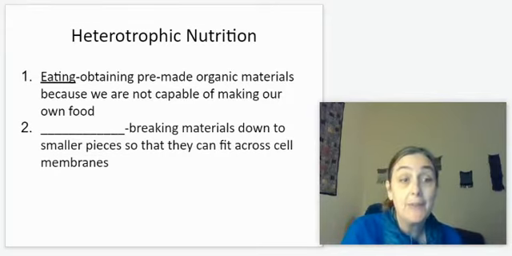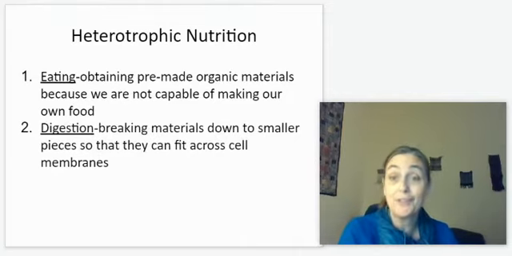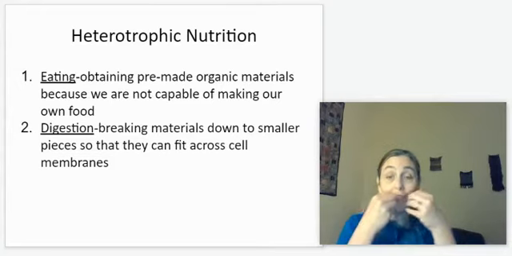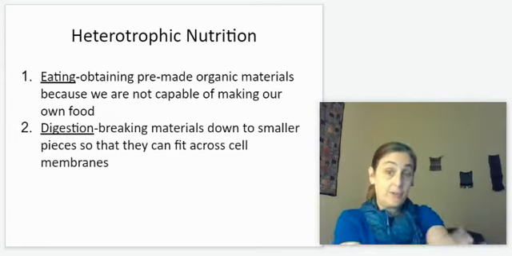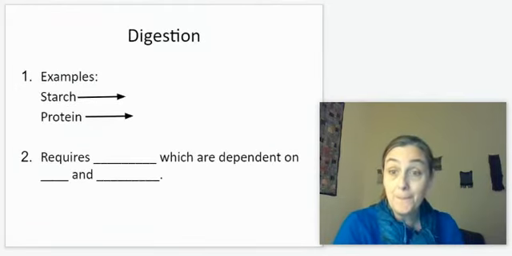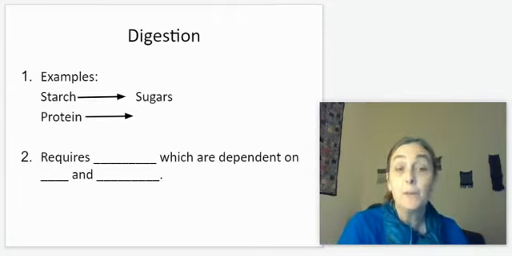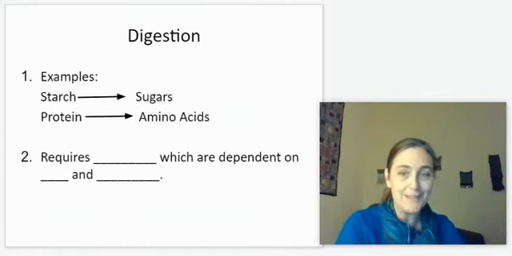And then we have to make them usable by breaking them down into small enough materials that they can fit across our cells, right? Starch won't fit. So if we eat starch and we bring it down to our intestines and we try to bring it to our cells through our circulatory system, it just won't fit in. It has to be broken down into smaller materials. And of course, starch is broken down into what? Sugars, right? Starch is a polysaccharide, sugars are monosaccharides, right? We digest starch down into sugar. Proteins won't fit into our cells either. We have to digest those as well. Those are broken down into amino acids.